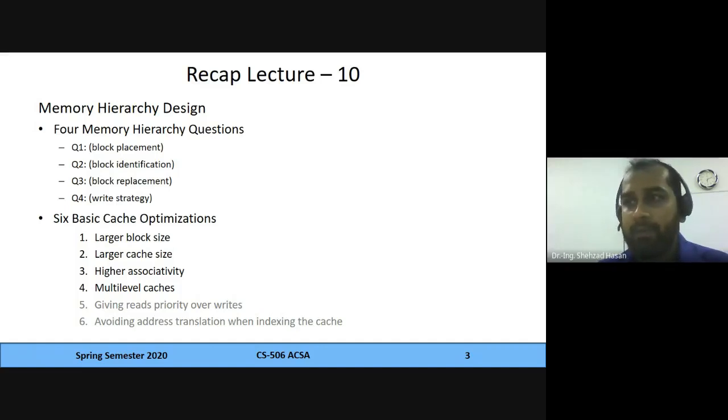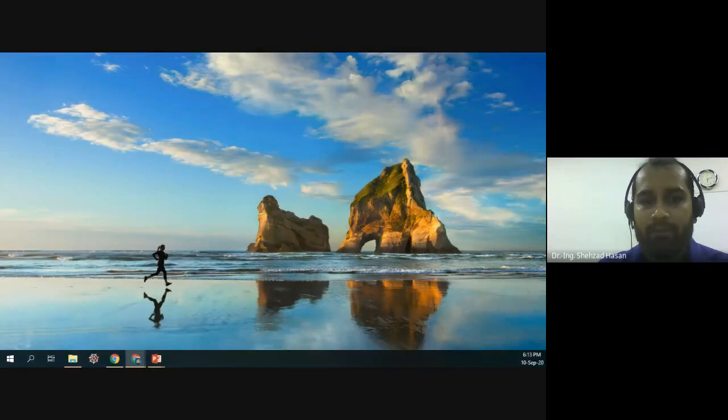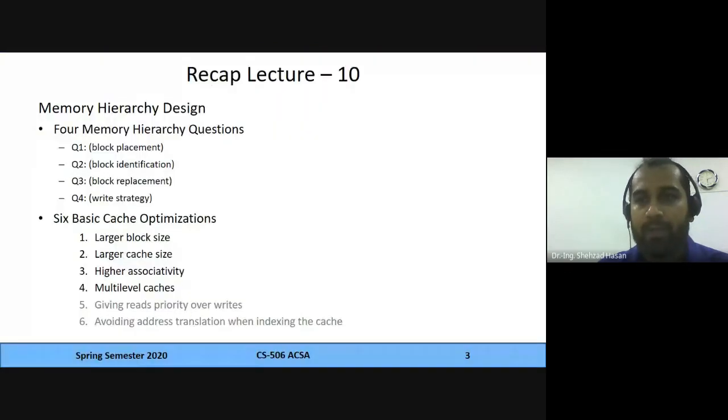Then block replacement, because it's a small level, so frequently you are going to change the block from one stage to another, from one memory to another. So what would be your criteria for changing a block? How are you going to replace the block, and which block should come in its place? So all of that was covered in the block replacement question.